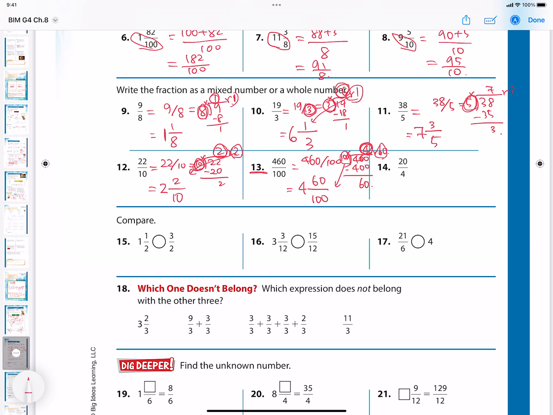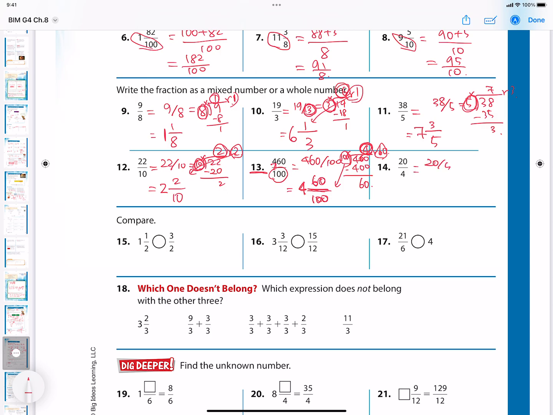Or you can do it like this. Okay, 100 can fit into 460 by 4 times. Same thing here, right? Multiplication, just using it. And then the leftover is what? 60 over 100, okay? All right. If you don't understand, I'm going to explain again during the class hour, okay? Don't worry. All right, now look at this.